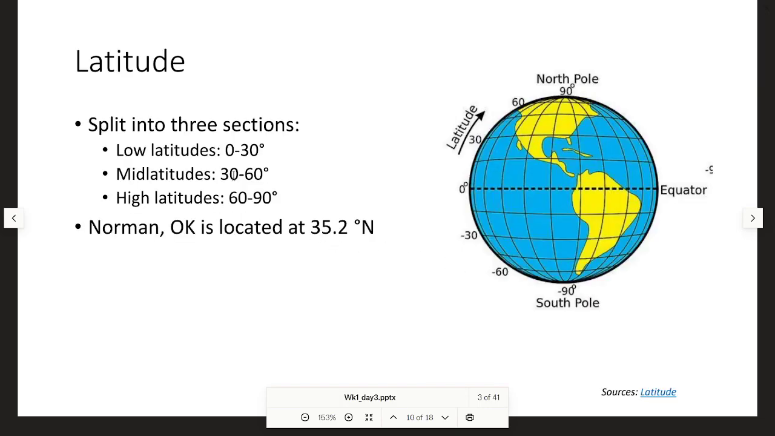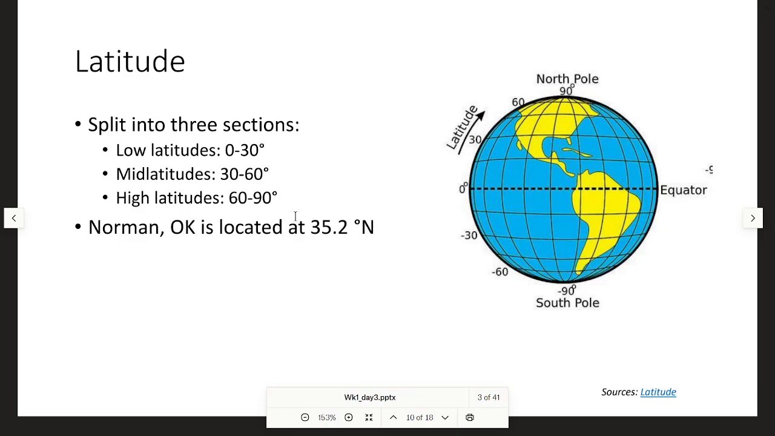Okay, so we split it into 3 sections. The low latitudes are the ones closest to the equator, so it's 0 to 30. We'll start here. It goes through somewhere like the Florida Panhandle area, Mexico, Louisiana, Arizona, and then in the southern hemisphere it goes through like Chile, I forgot what countries are here. And then from there to 60, you start getting colder, so that extends up through like Canada and further south.